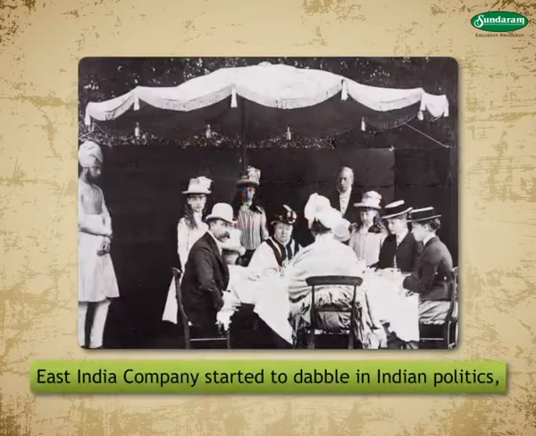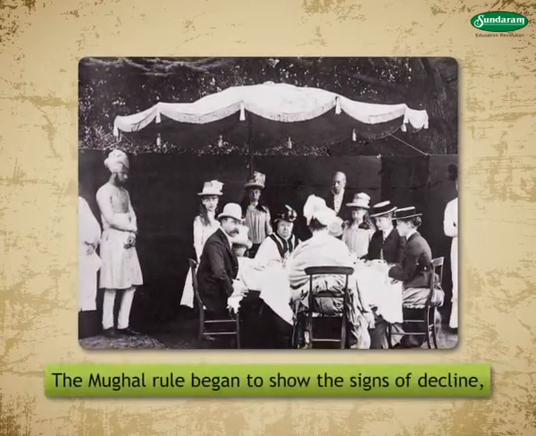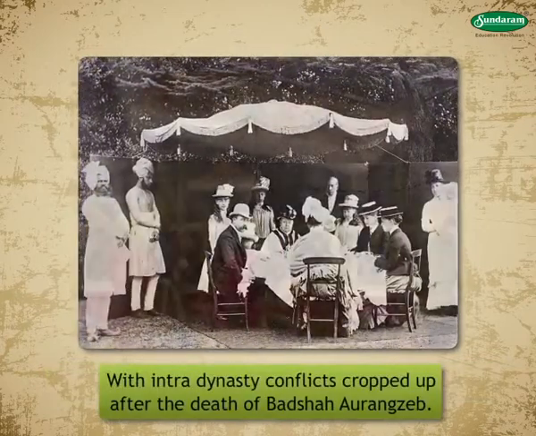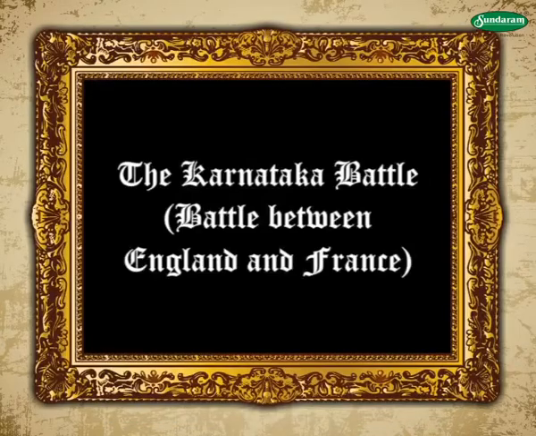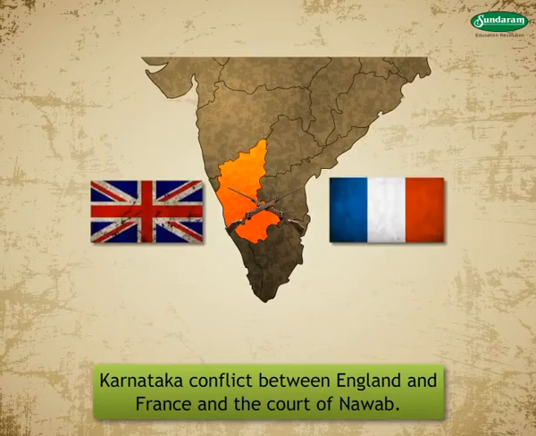However, the East India Company started to dabble in Indian politics as the Mughal rule began to show the signs of decline, with intra-dynasty conflicts cropping up after the death of Badshah Aurangzeb. The Karnataka Battle. Battle between England and France. In the Karnataka region, there sprung up a conflict between the bickering business affairs between England and France on the one hand and the politics at the court of the Nawab.